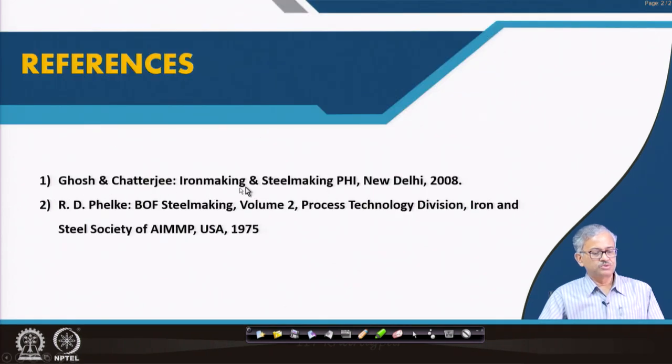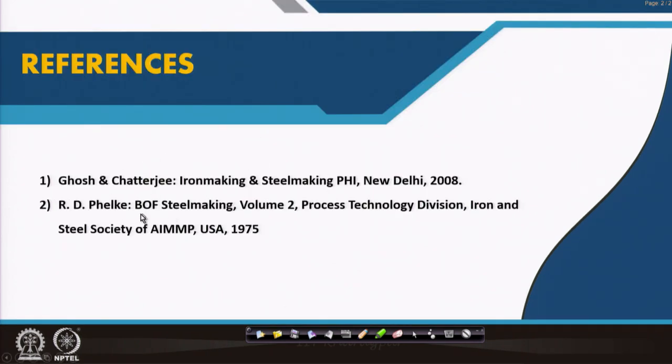So the reference is Ghosh, Chatterjee and Fruehan, as I said, Blast Furnace and Steel Making, Volume 2, Process Technology Division, the Iron and Steel Society of the American Institute of Mining, Metallurgical and Petroleum Engineers, USA, 1975. This book is edited by Fruehan and is a very good book for BF steel making, especially for the emulsion.